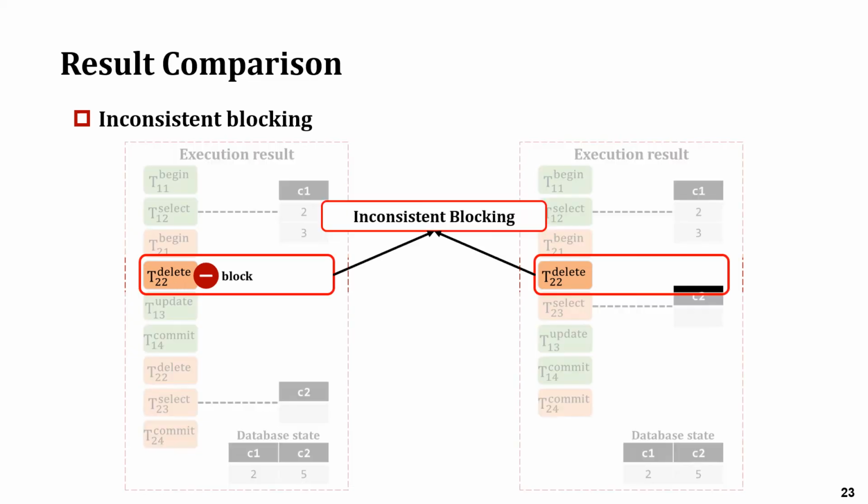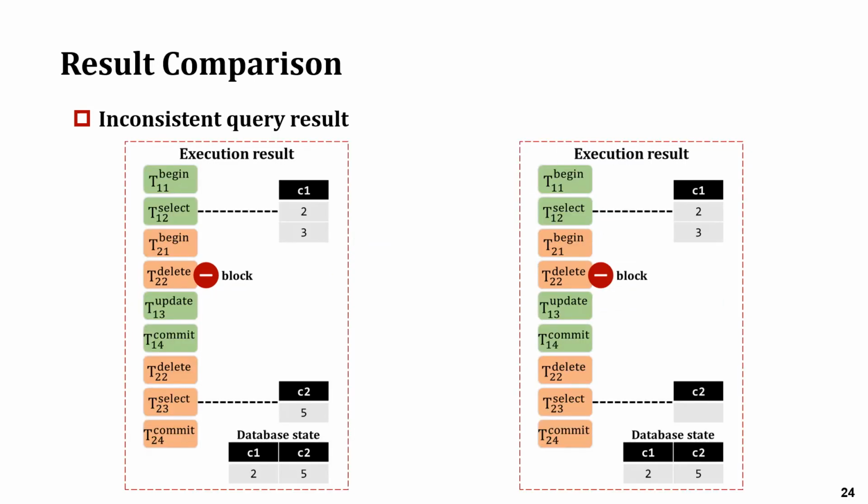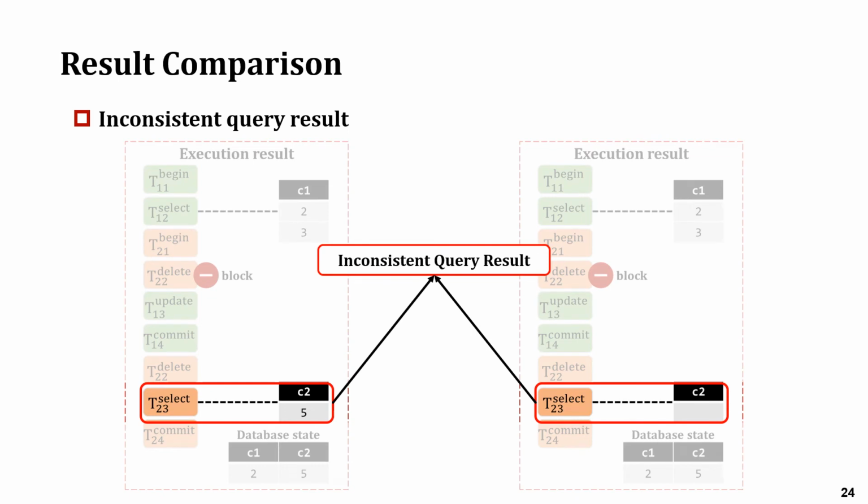For example, for 2 statements, if one of them is a blocking point, while the other is not, TT-square reports a discrepancy with inconsistent blocking. For query statements, if their query results are different, TT-square reports inconsistent query result.